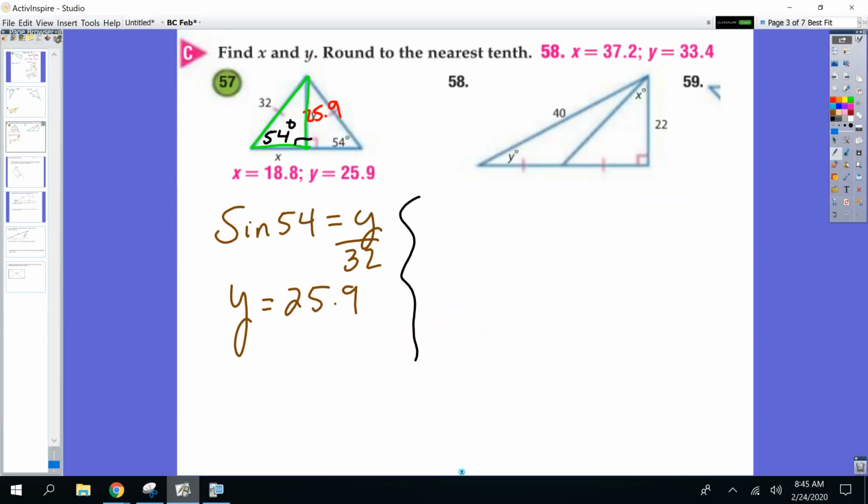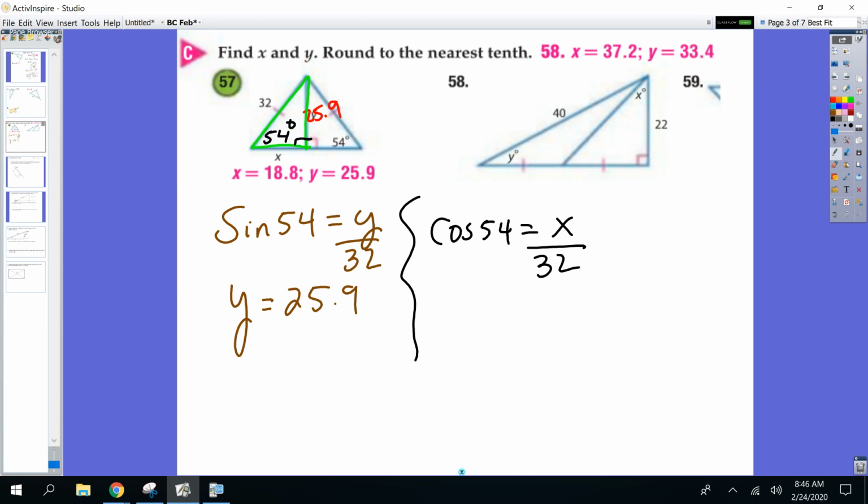What do you want here? Okay, you got it. Cosine 54 equals adjacent x over hypotenuse 32. You could have also used tangent if you wanted to and used the 25.9. All right, we good? That's about as much reviewing from Friday as I'm going to do.